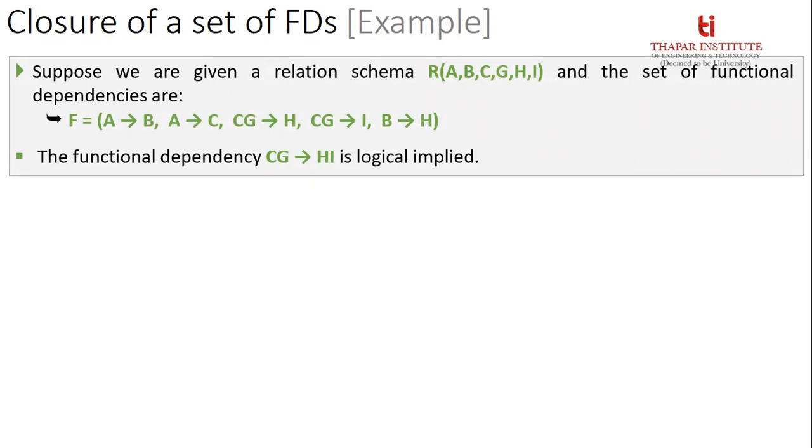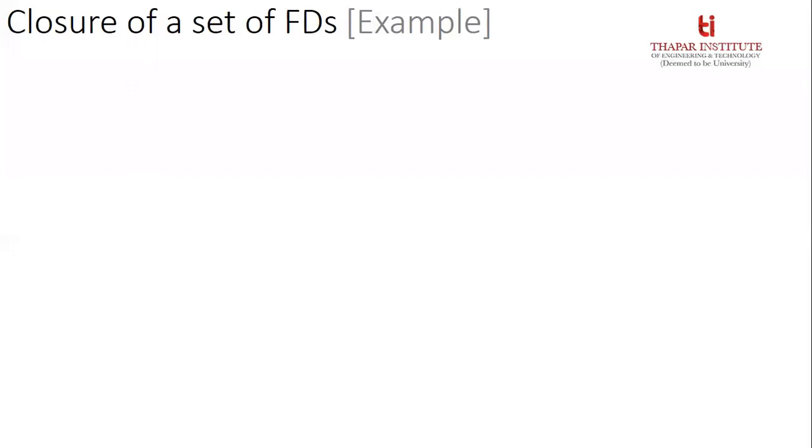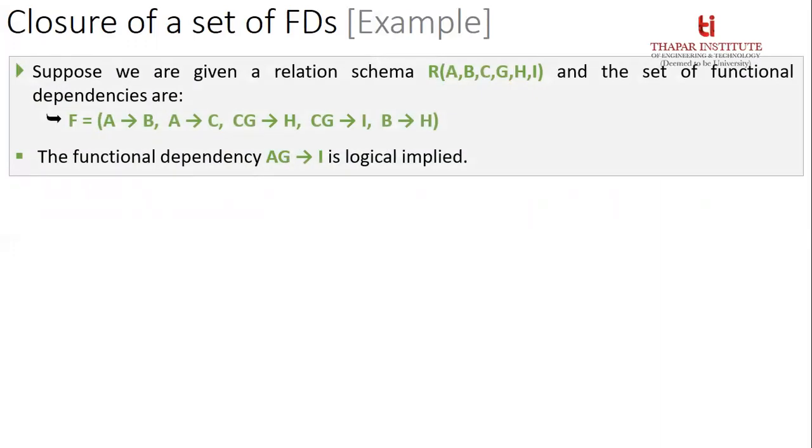Okay, next you can see here, check it: CG determines HI. Yes, sir. How? Sir, union of CG. Absolutely, very good. CG determines H is given, CG determines I is given, then we can use the union rule and extract CG determines HI. Okay, next tell me: AG determines I.